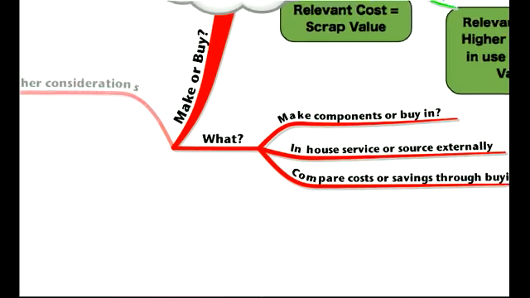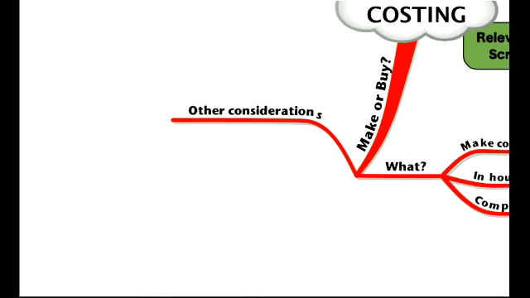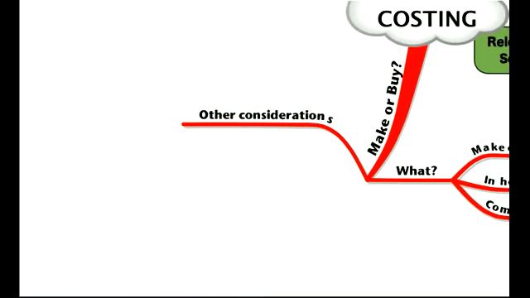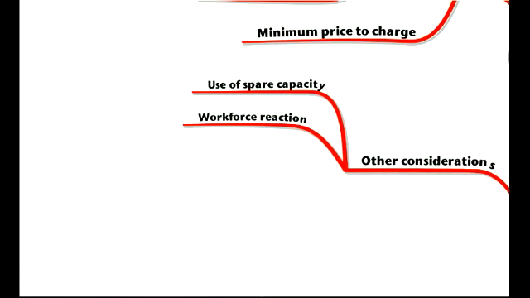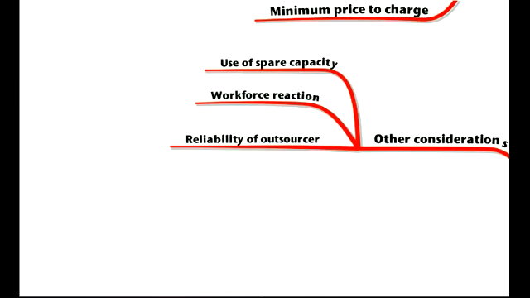So other considerations you need to think about when you're deciding whether to make or buy. Remember that you'll create some spare capacity in your firm or on your production line. So you need to think about how you're going to use that spare capacity. Also, you need to think about how your workforce is going to react. They may not be too happy, they may be worried about their job. You need to think about the reliability of the outsourcer. If you stop using your in-house service, well, you're going to lose that ability. So you need to make sure your outsourcer is reliable and does sufficient quality work.